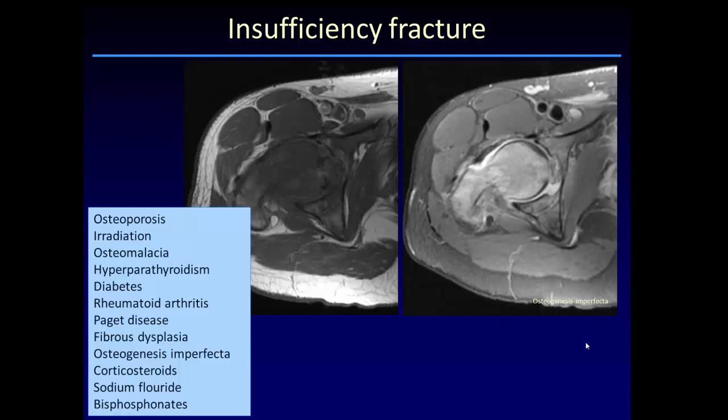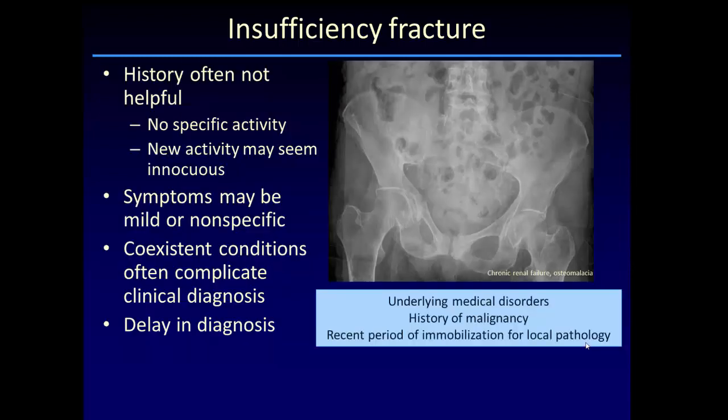So there are a number of different disorders that we need to keep in mind. And because there are so many diseases associated with insufficiency fractures, the history is often confusing or unhelpful because they may have a coexistent other condition that actually delays the diagnosis. When people have a known disease, we tend to ascribe symptoms to that particular disease. So since these patients are often elderly and have many other medical problems, the diagnosis of insufficiency injury may be missed for some period of time.